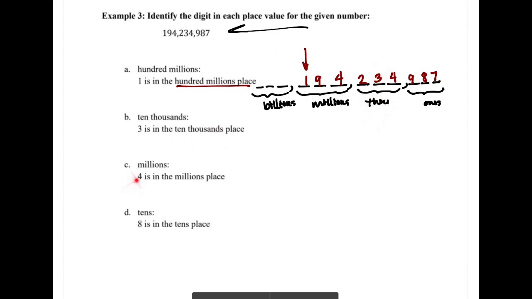The 4, and I lied, look at this. I said they wouldn't do it and they have 2 numbers, but they do. They have 2 4s. So we're going to look and see which one they're talking about. Okay, so they're talking about this one. So let's just change that to a 5 so that we don't get confused. Okay, so if that's a 4 right there, it's in the millions place. It's in the ones place in the millions period, so you don't say ones. And then the 8 right here is just in your tens place.